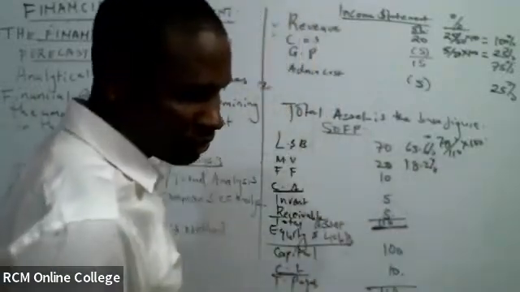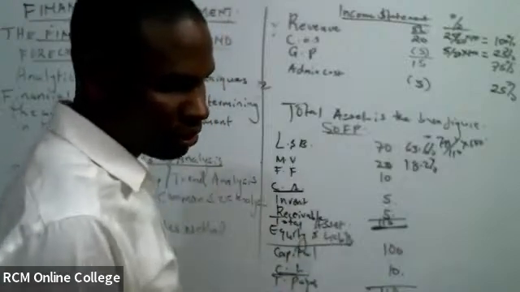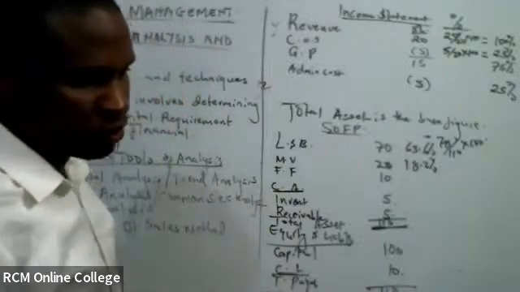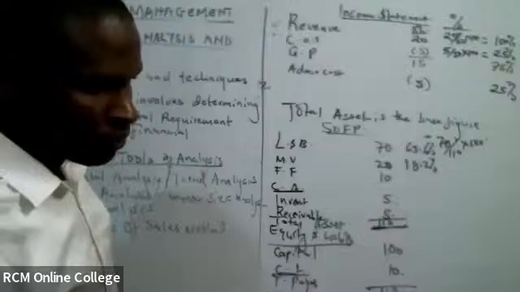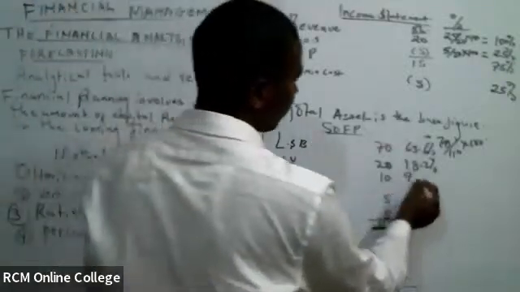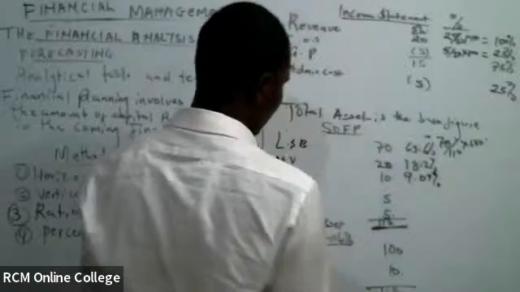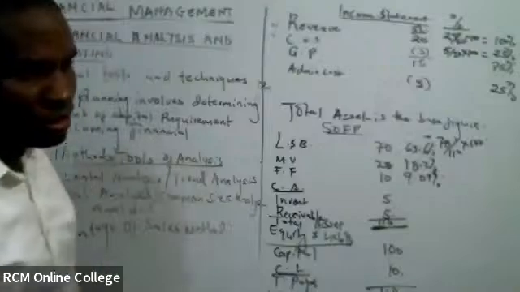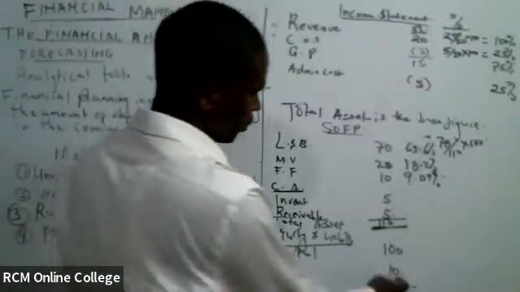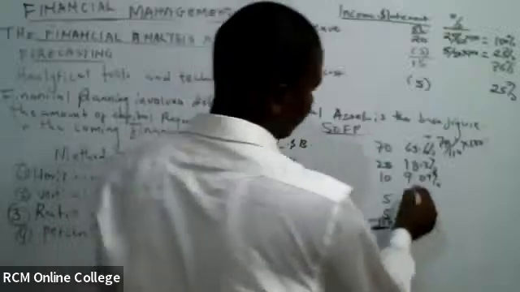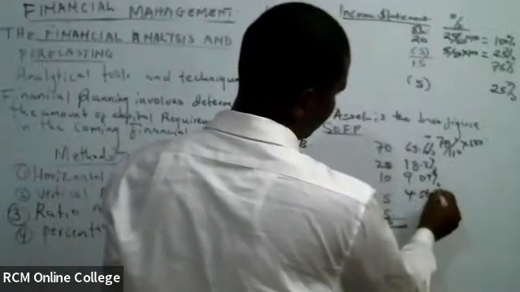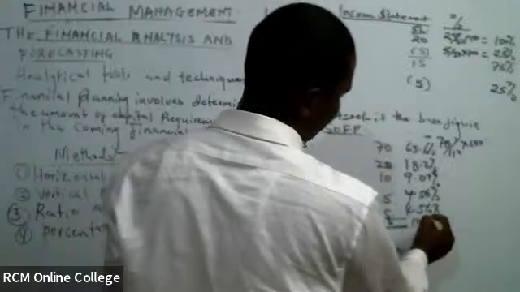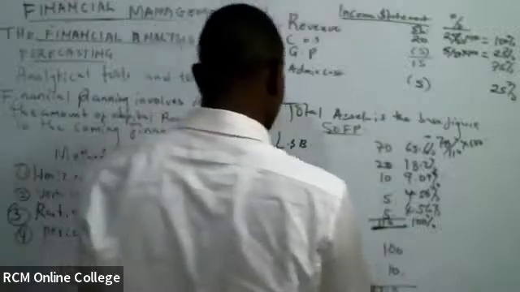Furniture and fitting. How much? It will be 10 out of 110 times that. It is not a big thing. 9.09. We have the other ones, inventory and receivables will be the same. The total class will be 100%. And then you go to the capital.